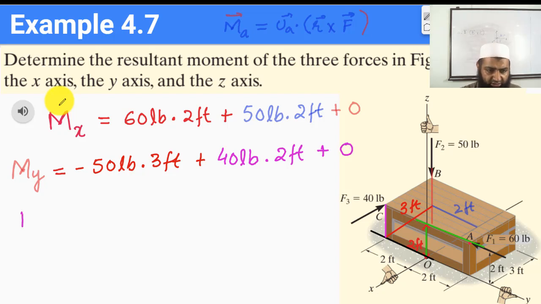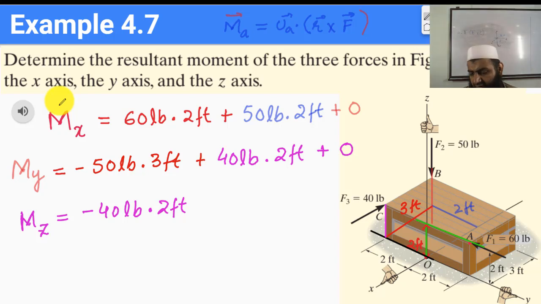So now we look at the third term, Mz. Again, by a similar argument, F2 is going to produce no moments along the z-axis, but F3 is going to produce a moment, and the distance for F3 is going to be equal to 2 feet, and this is again producing a clockwise moment. So I can say this is equal to minus 40 pounds times 2 feet.